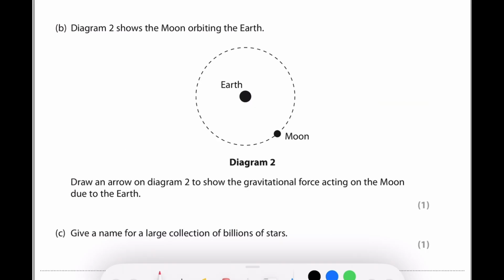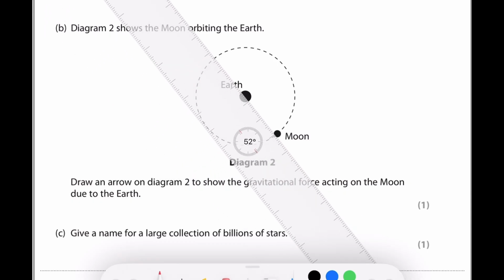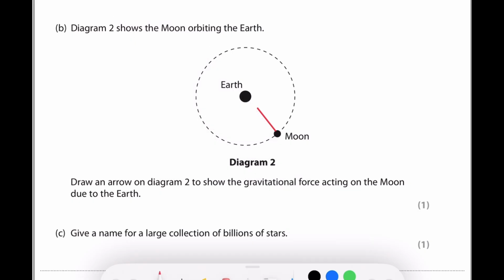In section B, diagram 2 shows the moon orbiting the earth. Draw an arrow on the diagram 2 to show the gravitational force acting on the moon due to earth. So the gravitational or the mutual attraction force between the moon and earth, so you have to draw an arrow from the moon toward the earth. It's kind of a centripetal force. So please use the ruler and pencil and you draw an arrow which is toward the center. This is the FG, the gravitational force between the moon and earth.